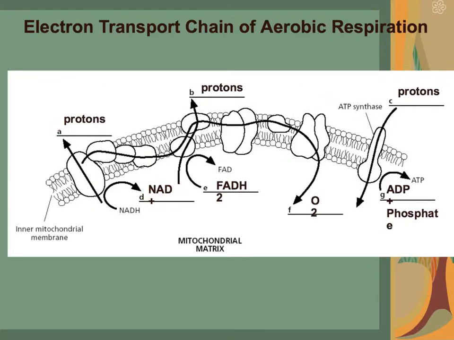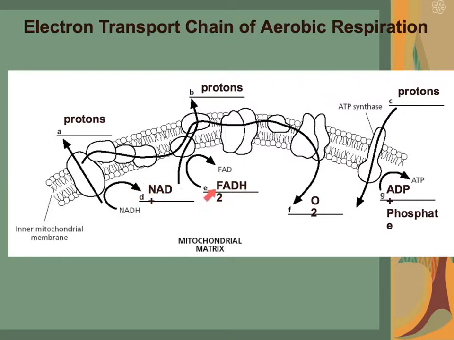Once the NAD and the FAD have dropped off their hydrogens and electrons, they leave and return to the glycolysis, transition reaction, and Krebs cycle to pick up additional hydrogens and electrons.